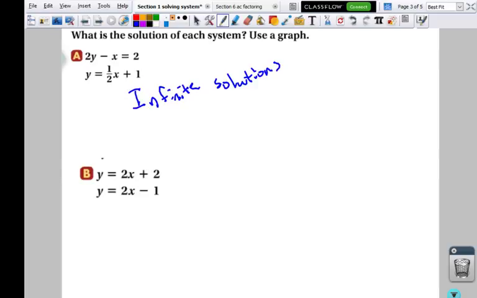So let me delete these. And y equals 2x plus 2. y equals 2x minus 1.